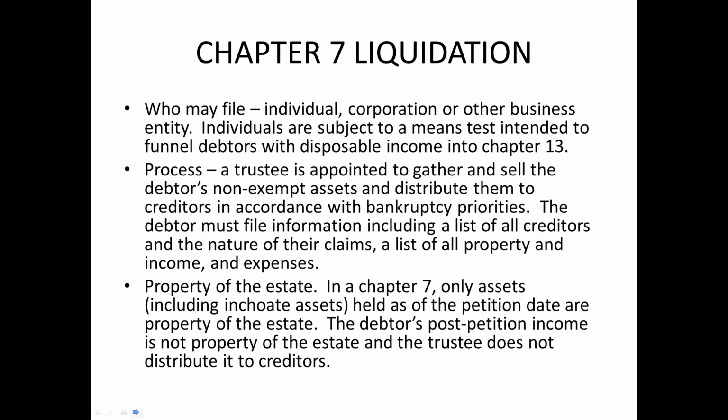Chapter 7 is really for people that don't have very much income to devote to creditors, because they're going to go in and probably out very quickly. The trustee is appointed. The trustee is going to gather all the non-exempt assets and distribute them to creditors along the priority listing. So the secured creditors will get whatever security they have. The unsecured creditors will probably get nothing.